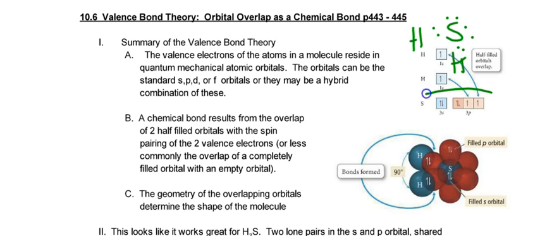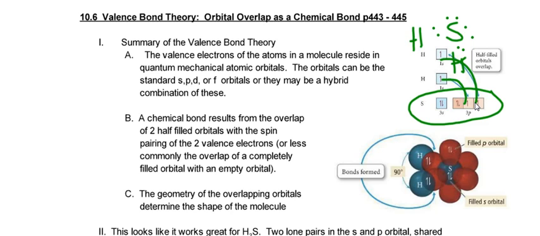So here is the S. This is 3s, 3p. There are 2 open spots. We can just go in like that, and that works out so well. It says the valence electrons of an atom's molecule reside in the quantum mechanical atomic orbitals. These orbitals can be standard s, p, d, or f, or they may be a hybrid. Hybrid, that's your next section, 10.7.